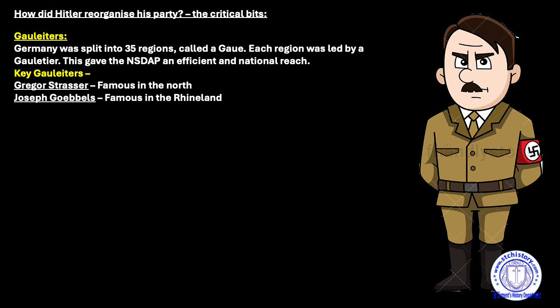He's a bit more of the socialist elements of what the NSDAP stand for, or certainly the early part of it. And then Goebbels, as we know, will go on to become Hitler's propaganda minister and arguably the most important person in the whole story for getting the propaganda out there. But he is a Gauleiter. He eventually goes up and becomes the Gauleiter for Berlin.